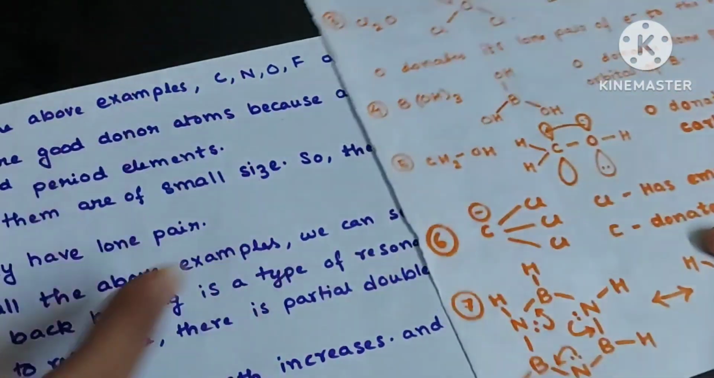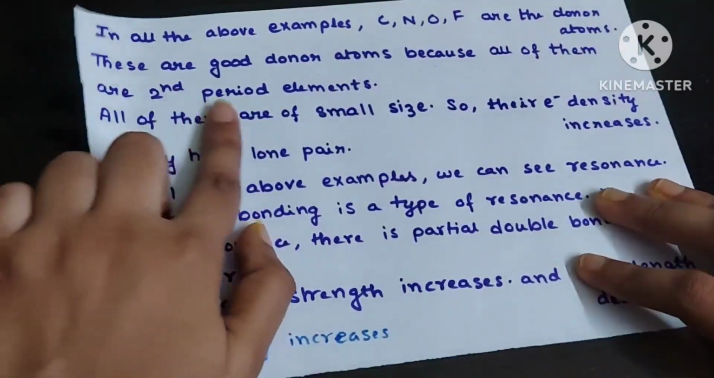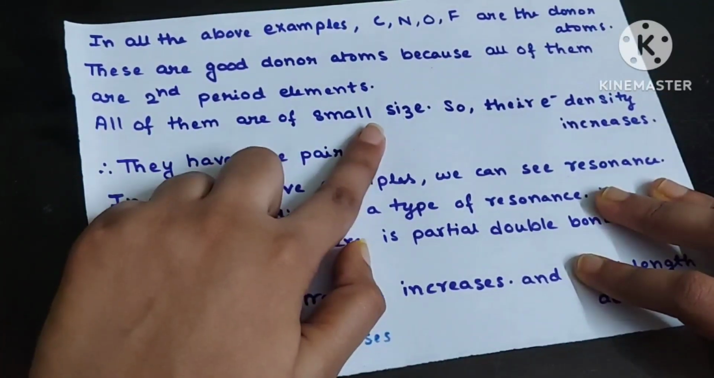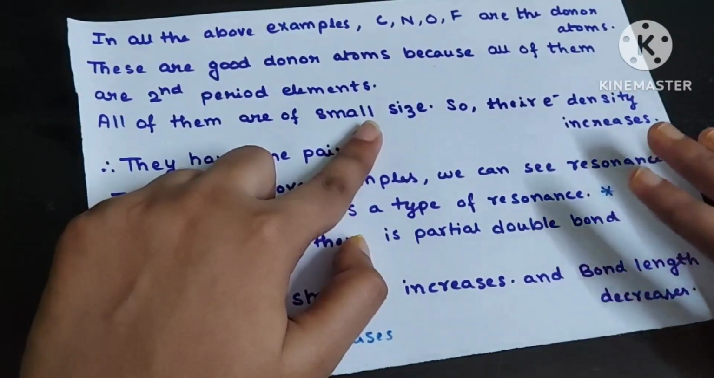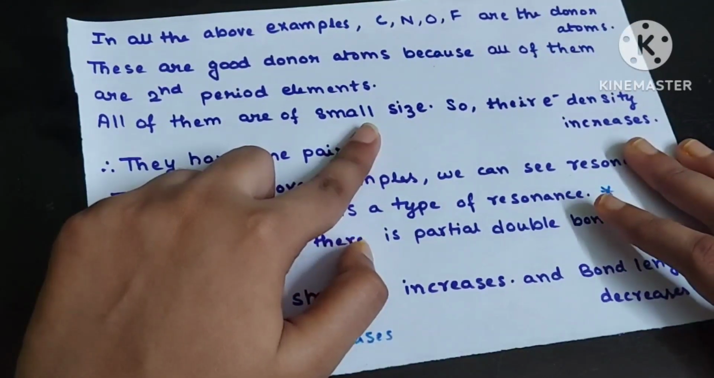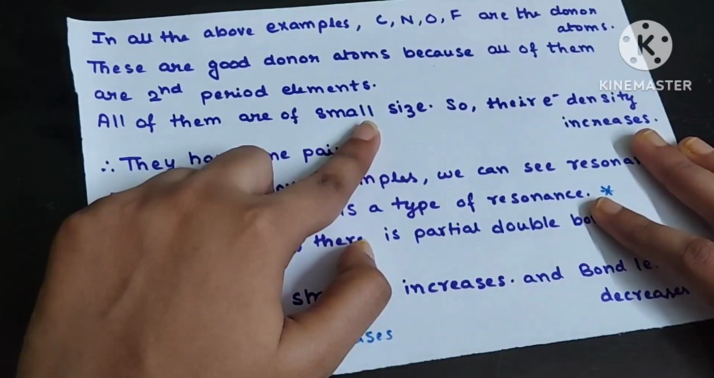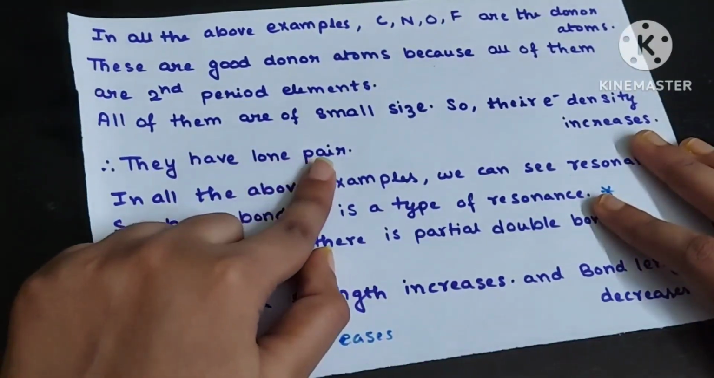So why are these good donors? Because all of them are second period elements. All of them are of small size, so their electron density increases. If an atom is of smaller size, then its electrons will be closer to one another, and therefore the density of electrons will increase. They have lone pairs.